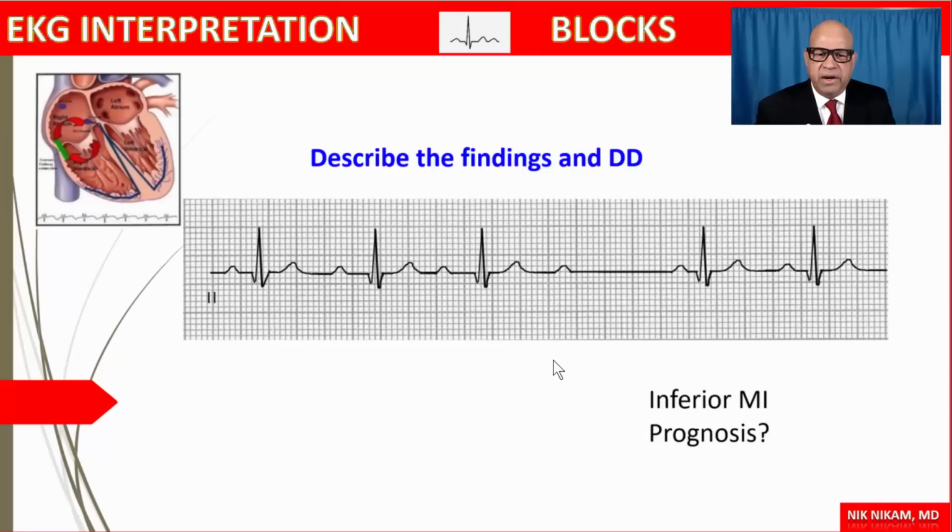Take a moment and write down your findings as to what you're seeing. Think about the differential diagnosis. Here we see what appears to be a sinus rhythm, and all of a sudden there is a P wave with a missing QRS complex. There are a few other things which are pretty clear on this rhythm strip, namely the PR intervals are getting progressively longer before a P wave is dropped. This is an example of a Wenckebach type second degree AV block.